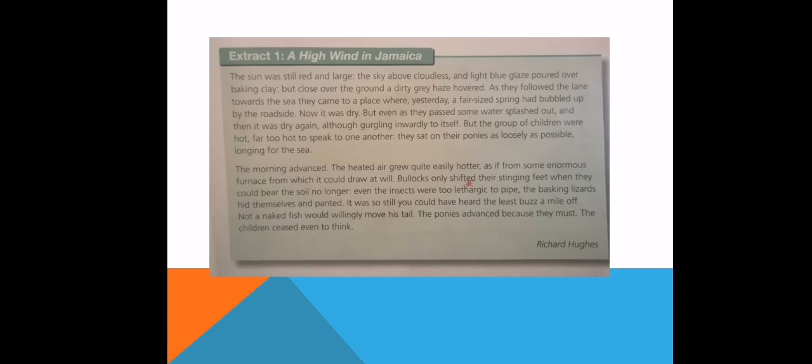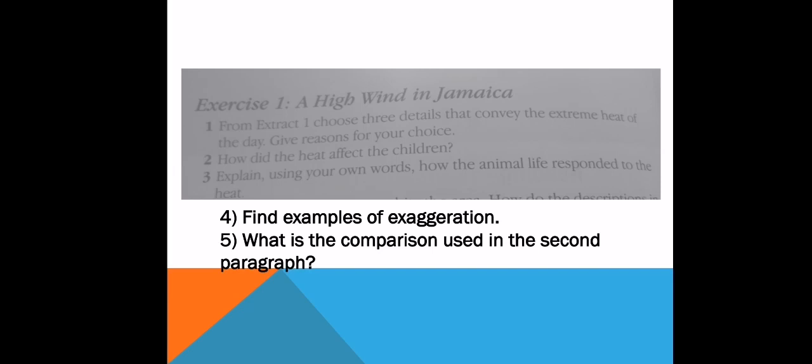All right, so let's go ahead and look at the questions now. Exercise 1, a high wind in Jamaica. From extract 1, choose 3 details that convey the extreme heat from the day. Give reasons for your choice. So I want 3 details or 3 quotes from the text that show just how hot the day was, and then explain why you chose those 3.